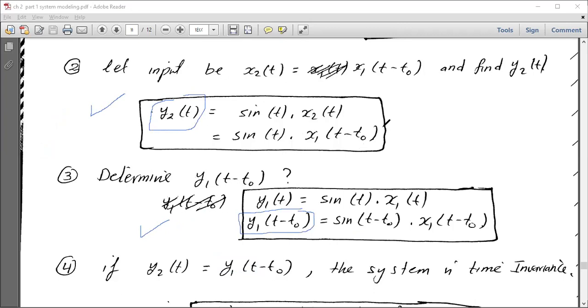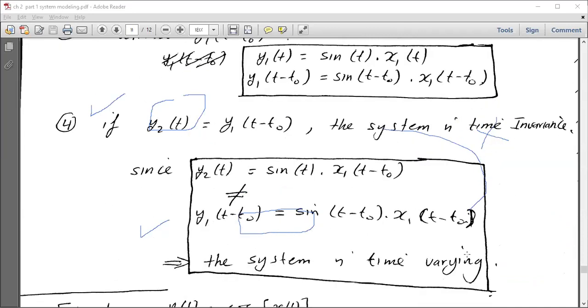Let's test. Are they equal? They are not. So it is time invariant. Sorry, it's time variant, a time varying system. Okay, no, it's correct. This is the condition: if y2 equals y1, the system is time invariant. Since they are not equal, the system, as written here, is a time varying system.